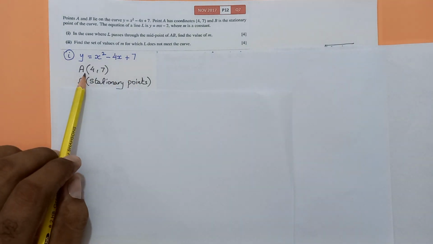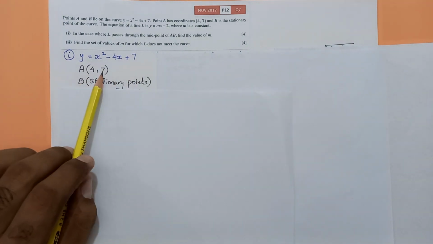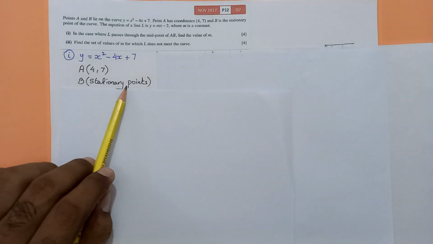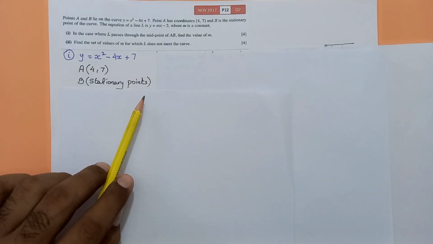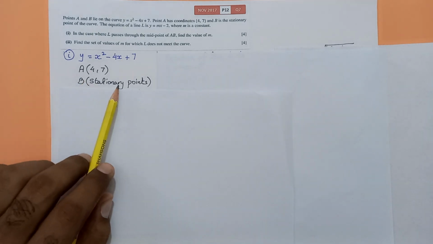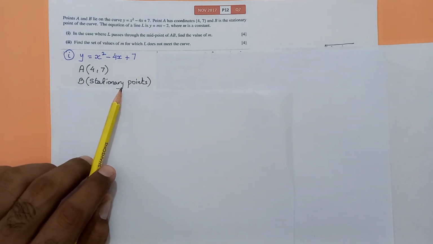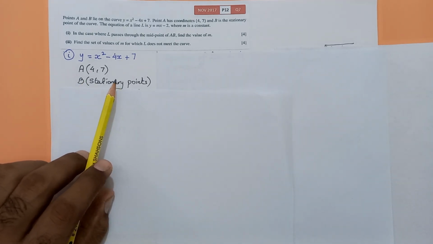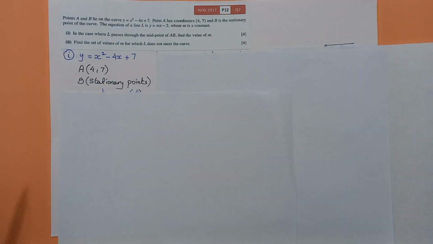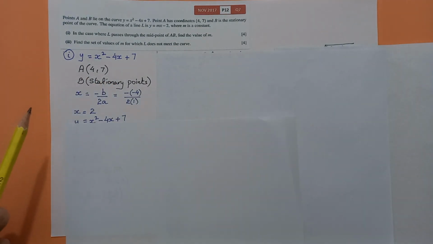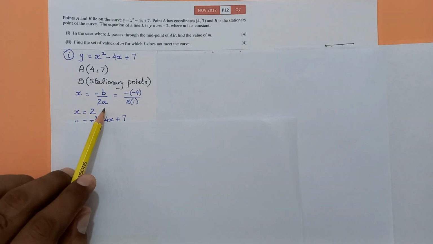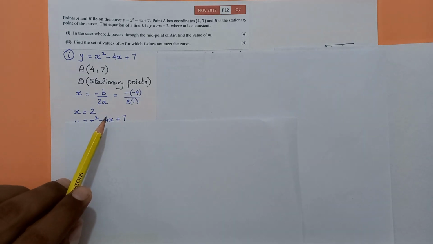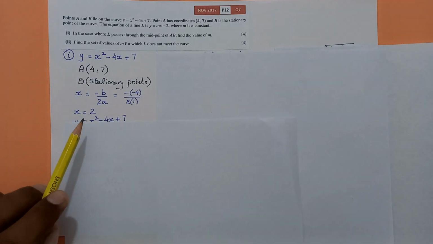But we just have the coordinates of point A. We don't have the coordinates of point B. So we will find the coordinates of point B, because the coordinates of point B are basically the coordinates of the stationary point. In order to find the coordinates of the stationary point, we can use x = -b/2a. With the help of this, we could find the x coordinate of the stationary point.